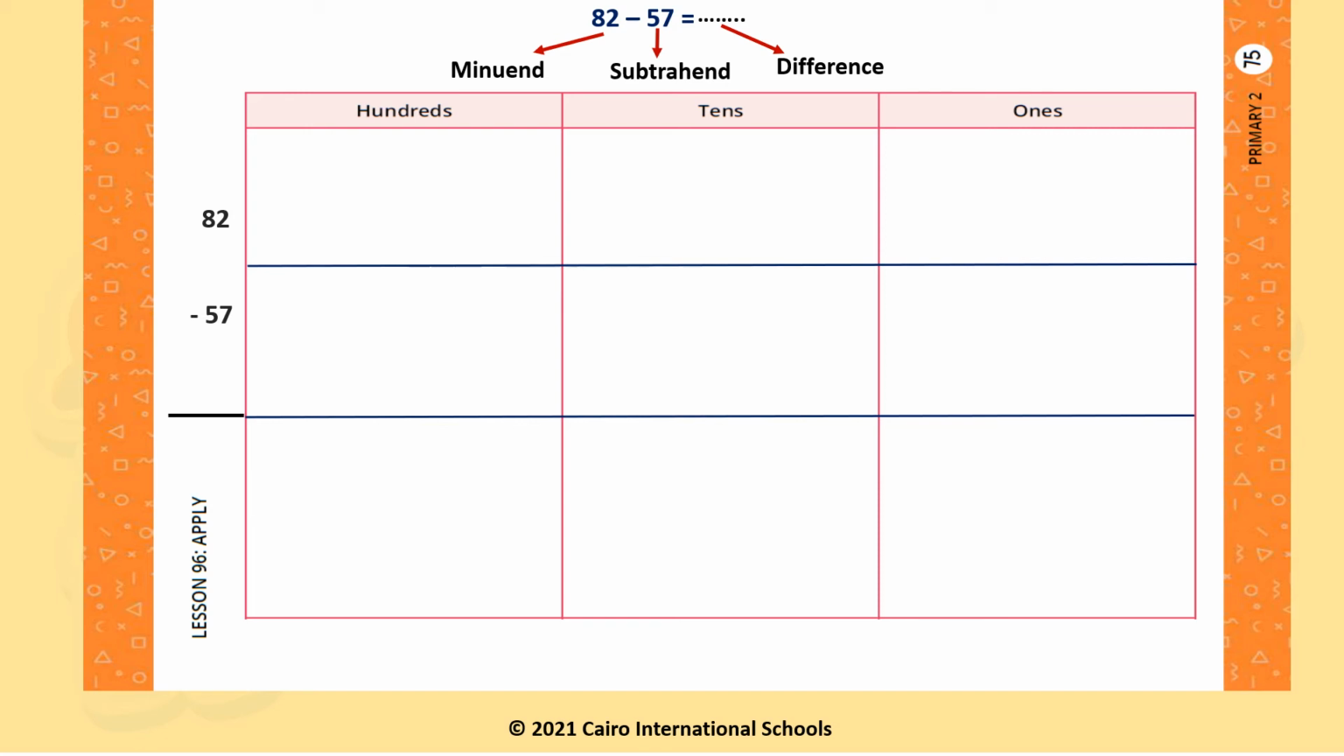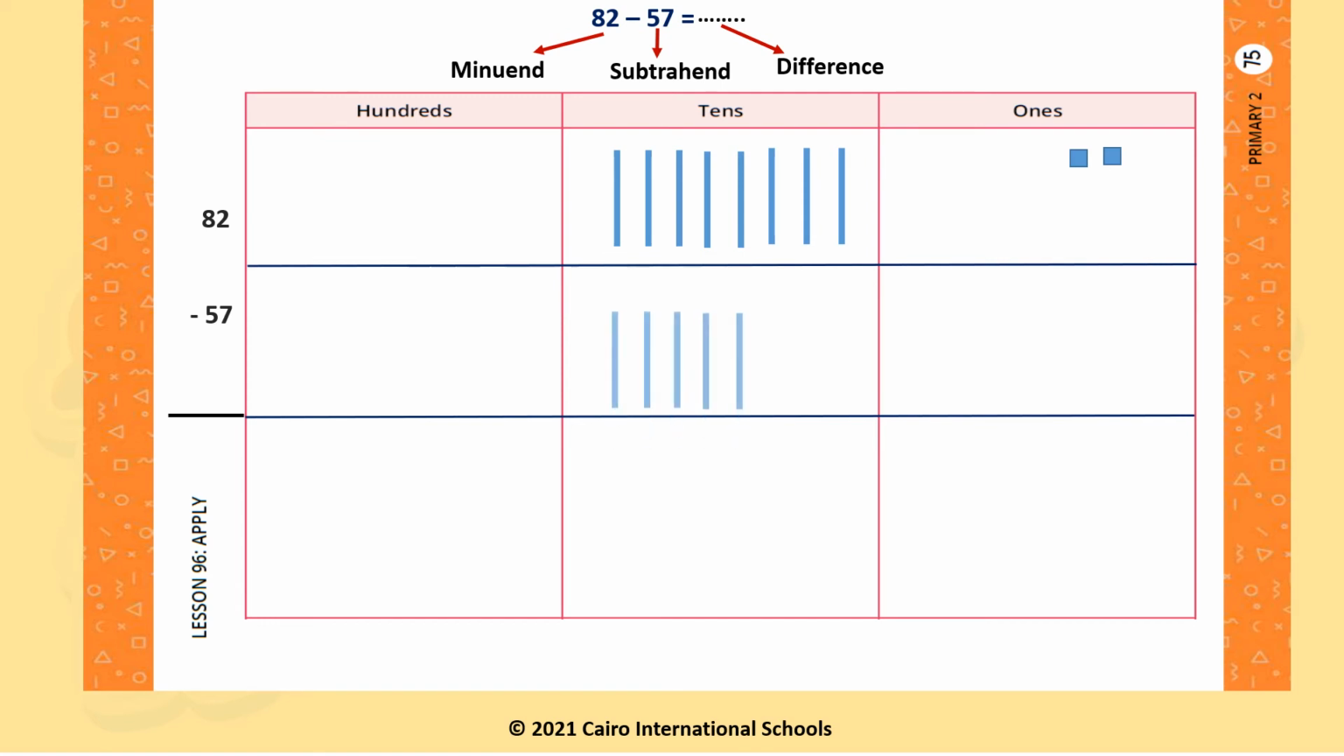But first, we will represent 82. 8 in tens, 2 in ones. 8 in tens, we will draw 8 sticks. 2 in ones, we will draw 2 small squares. So here 82, 8 in tens and 2 in ones. 57, we will represent 5 as 5 sticks. And 7 in ones, we will draw 7 small squares.